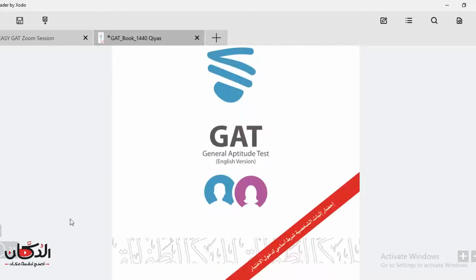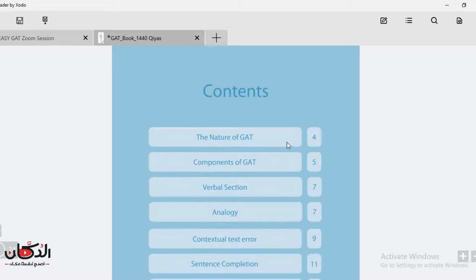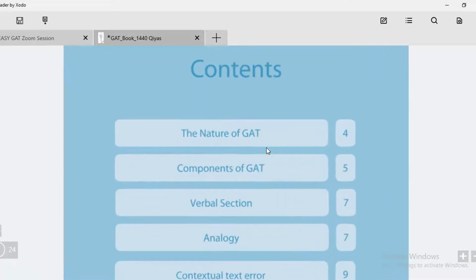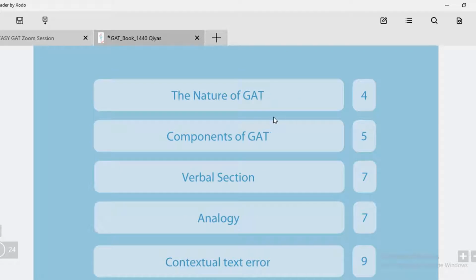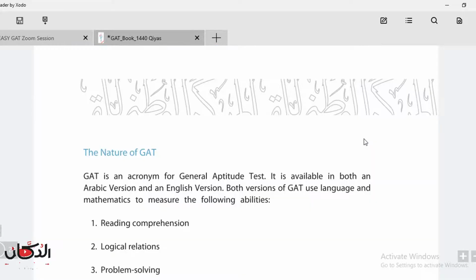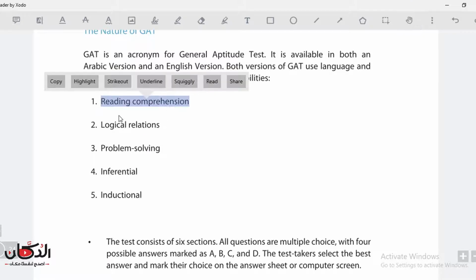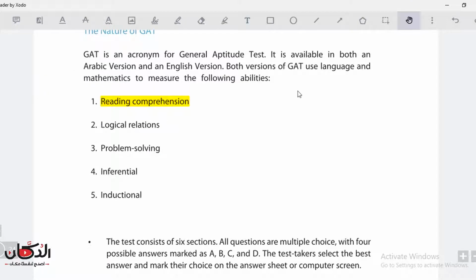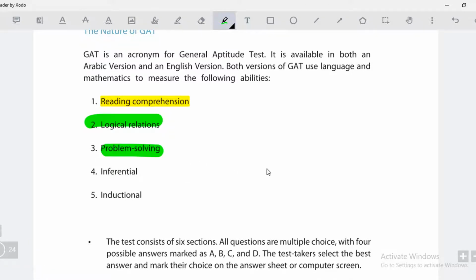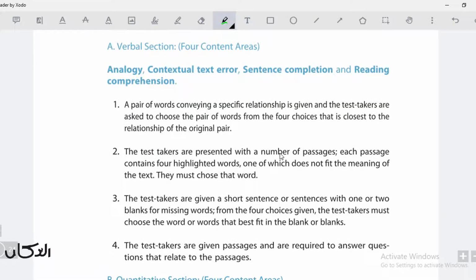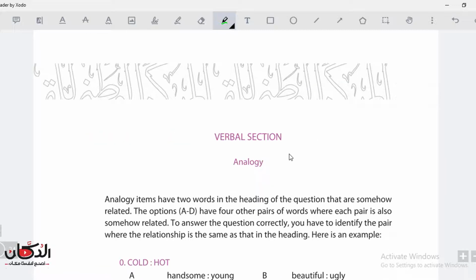So now let's start from page 1. The book starts by giving you an outline of the test, the nature of the test, and the components of the test: for English, reading comprehension and logical relations, and also math. So let's start with the English section.